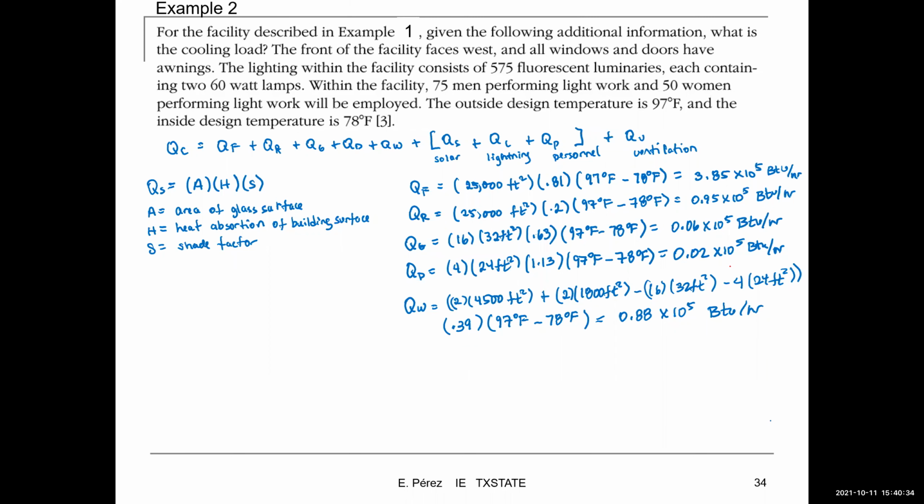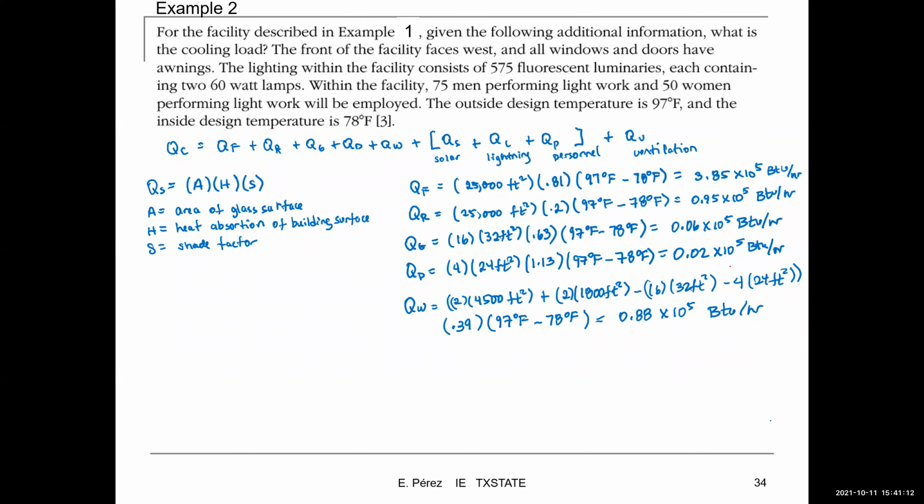So we have information about the facility. The front of the facility faces west, and all windows and doors have awnings. The lighting within the facility consists of 575 fluorescent luminaries, each containing two 60-watt lamps. And within the facility, 75 men performing light work and 50 women performing light work will be employed. The outside design temperature is 90 degrees Fahrenheit, and the inside design temperature is 78 degrees Fahrenheit.